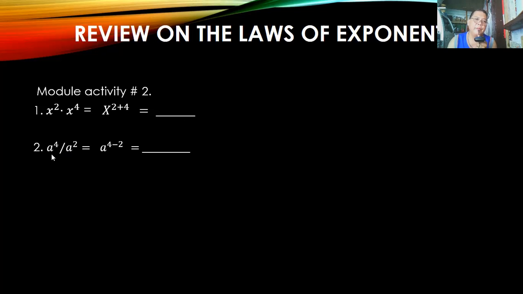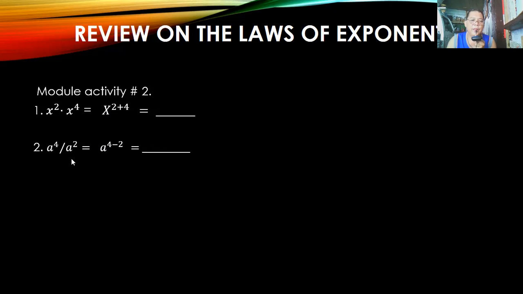Number 2, we have a to the 4th power divided by a squared equals a 4 minus 2 becomes a to the 2 power or a squared. You're going to subtract the exponents. 4 minus 2 becomes 2. So this becomes a squared. You're going to subtract the exponents because you are using the operation of division. Plus the multiplication, just like this number 1, you're going to add the exponents.